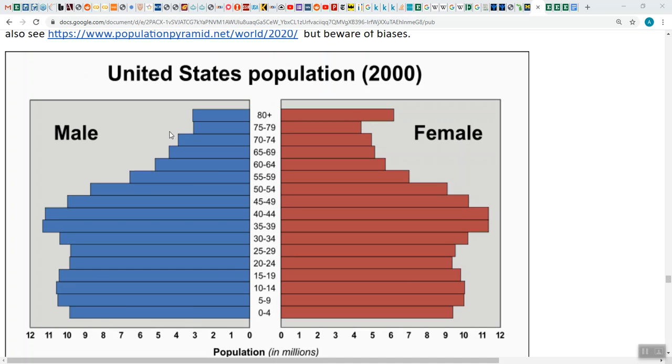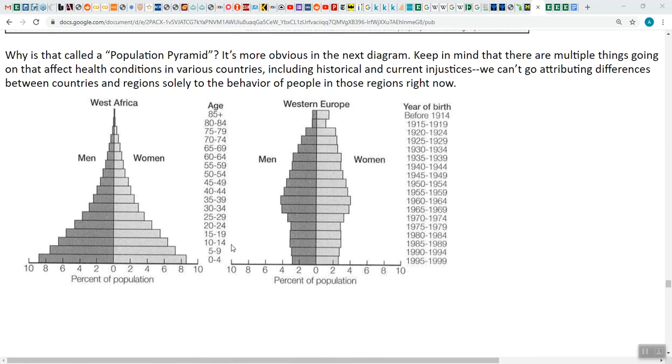Now, this isn't showing the probability of dying at each age. This involves that, but it also involves how many people were born 25 years ago, how many people were born 20 years ago. So it incorporates baby booms as well as mortality. So why is this called a population pyramid? Well, if we show it for a region that doesn't have all the advantages that we do, then it looks a lot more like a pyramid. And that's a mix of various historical injustices and current injustices and such that you can study in other classes.